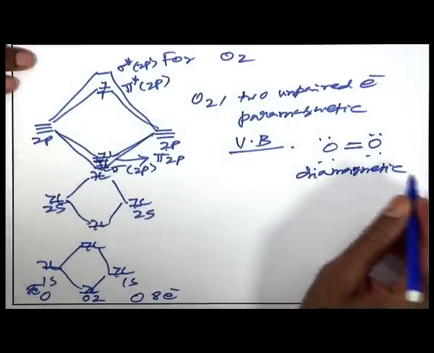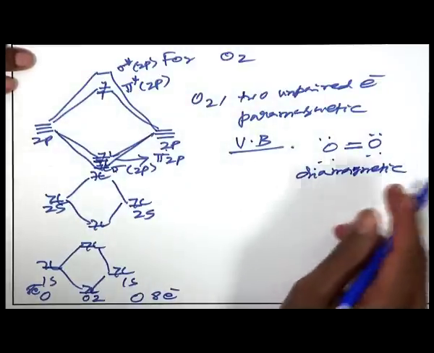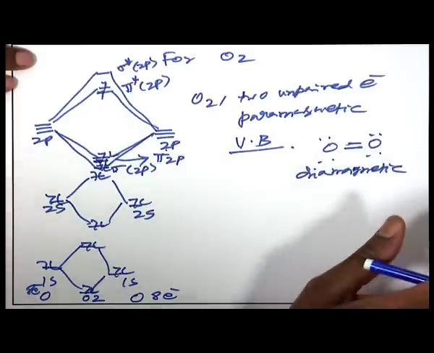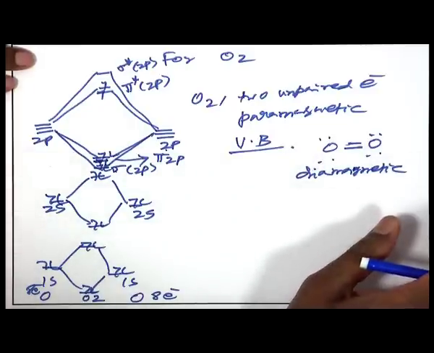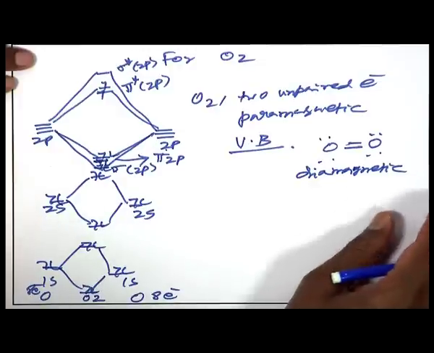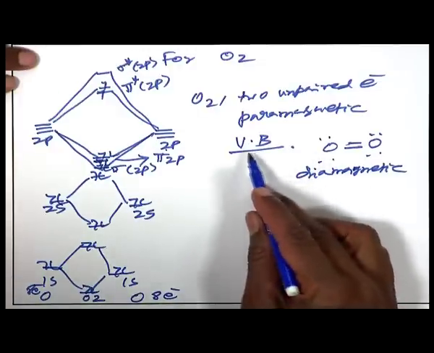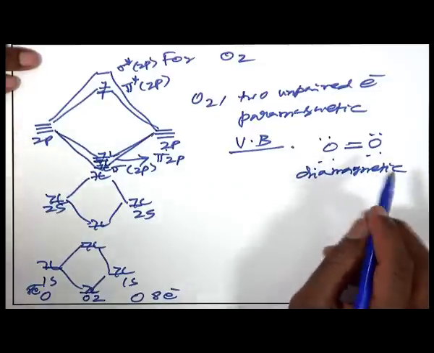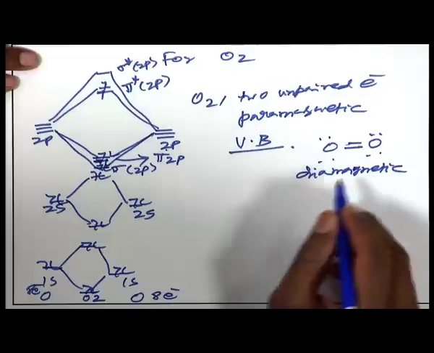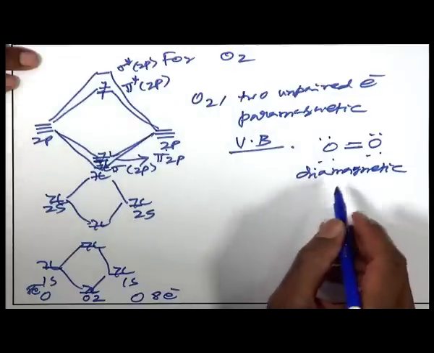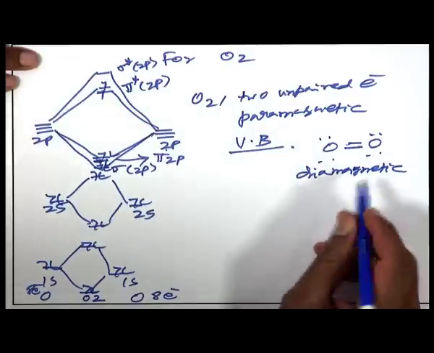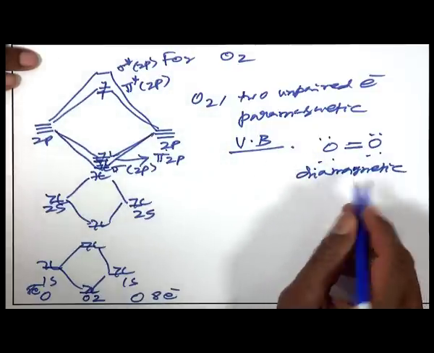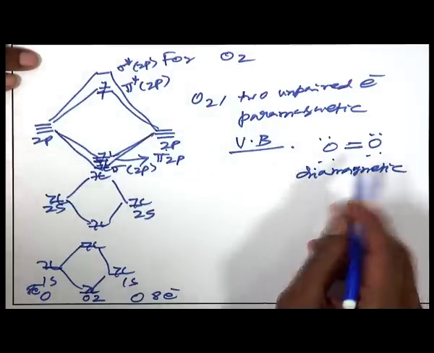Because the stress in valence bond theory is on pairing electrons. For bond formation, electrons should be paired up. You need two electrons for formation of one bond. That is a basic concept of valence bond theory. So as per its principle, valence bond theory predicted that it is diamagnetic. But it is not diamagnetic; it is actually paramagnetic. So this is one of the failures of valence bond theory to explain the actual molecule.